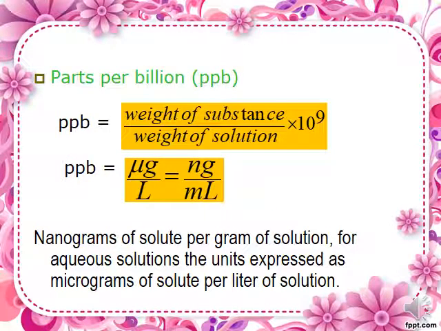Next is parts per billion, ppb. You see here is power of 9, referring to billion. So the units that represent parts per billion, examples are microgram per liter or nanogram per mil. So if you come across nanogram per mil or microgram per liter, it's actually representing parts per billion.